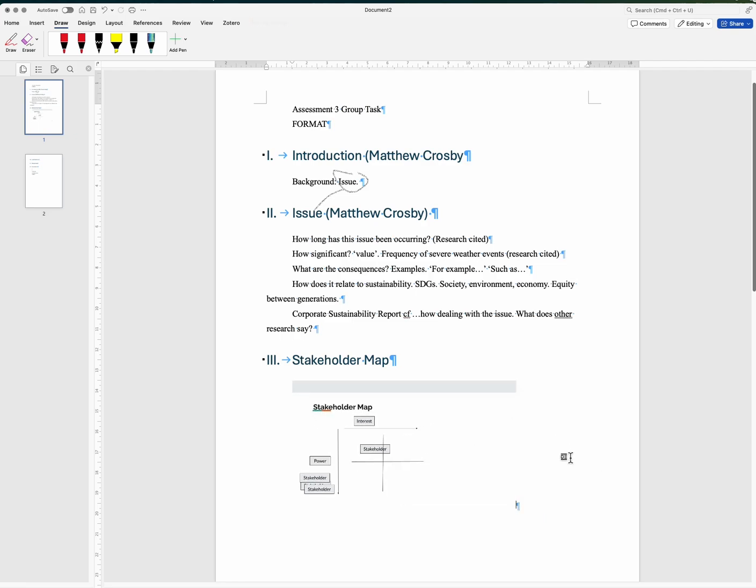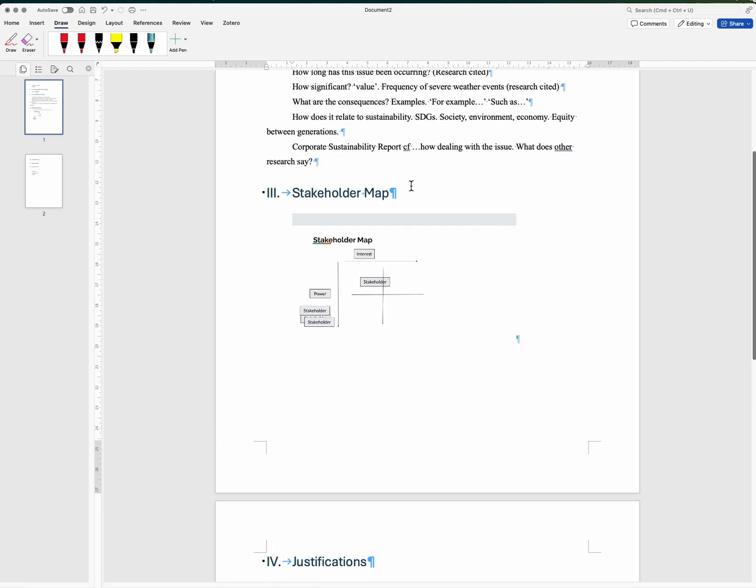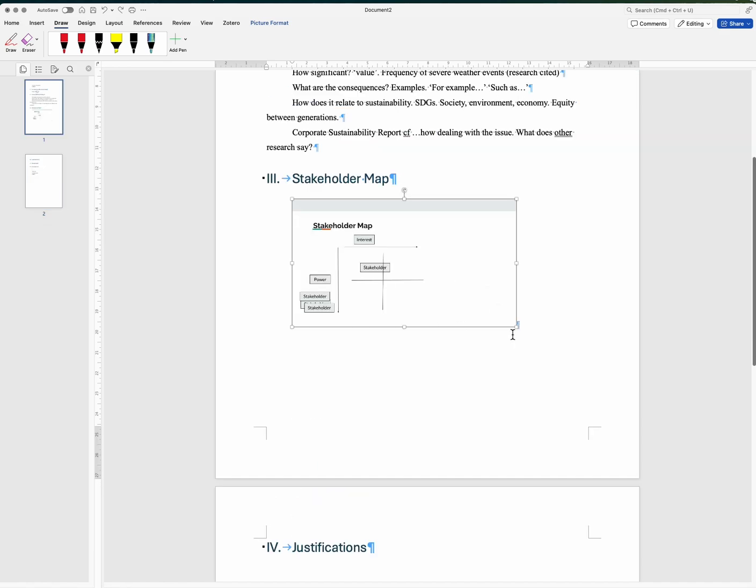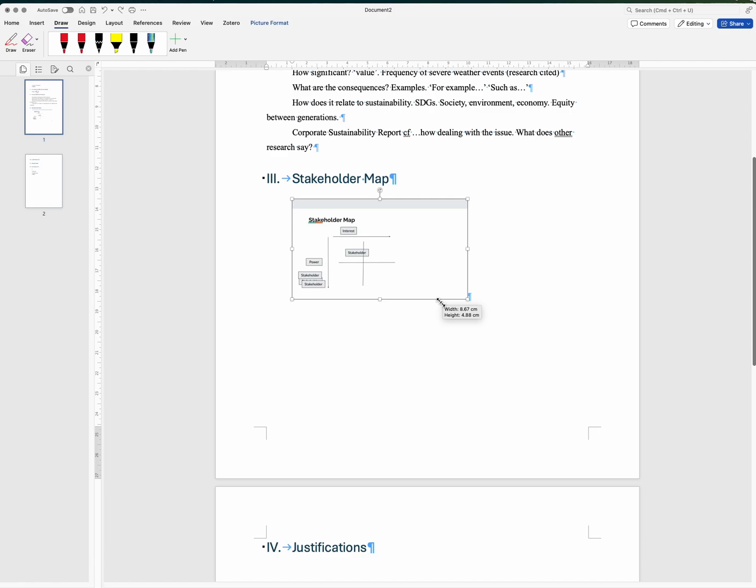Now, an important thing to remember is that we've only got 4 pages in this document. So please, please, please, don't do this. Don't have a stakeholder map that takes up 2 pages. Make it so that it's small enough. I can still read it. That's all I need to be able to do.